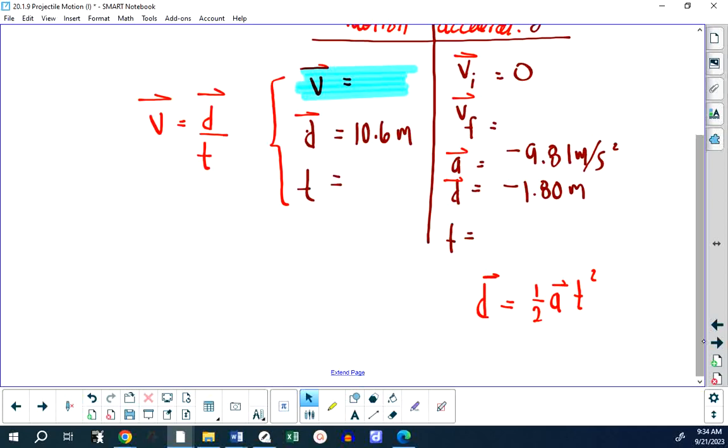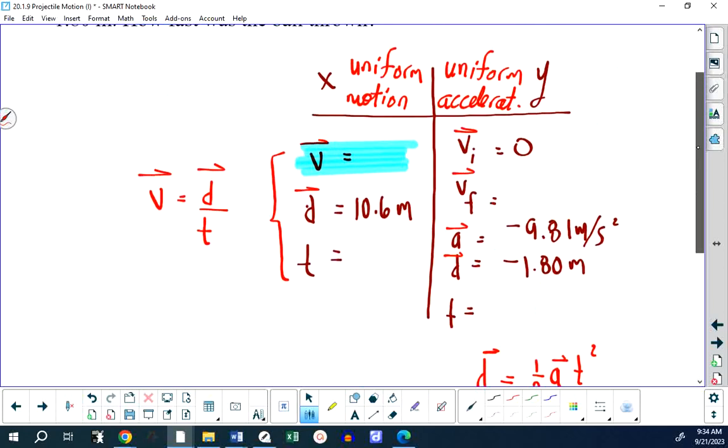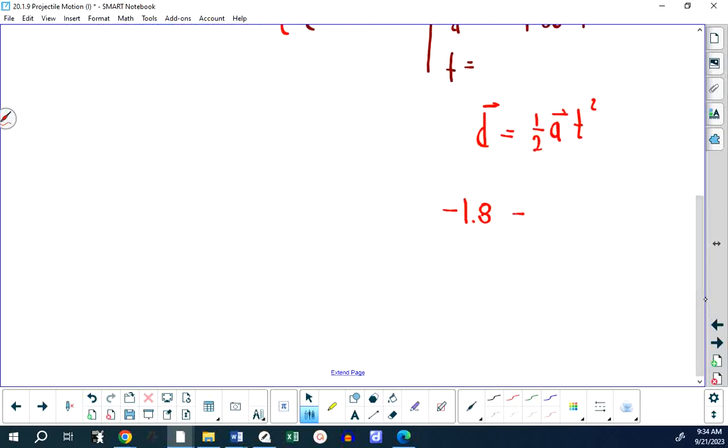Briefly, if I put the d in, negative 1.8 meters, equals 1/2 times negative 9.81 times t squared. Again, I'm leaving the units out because I want you to be able to get the answer first and foremost. You multiply that displacement by 2 and divide by 9.81 and take the square root.